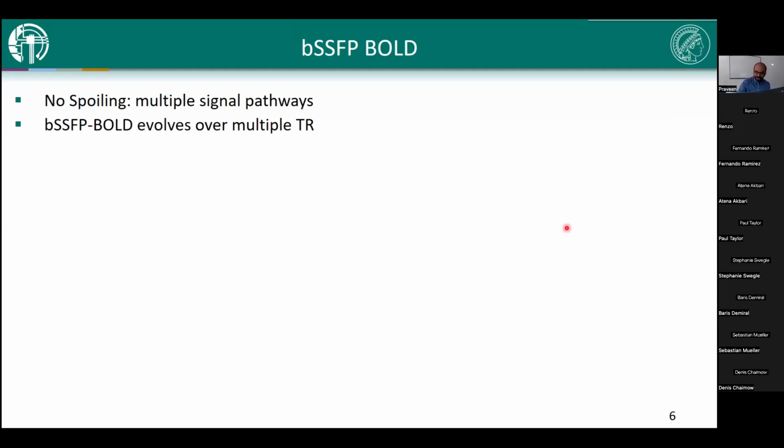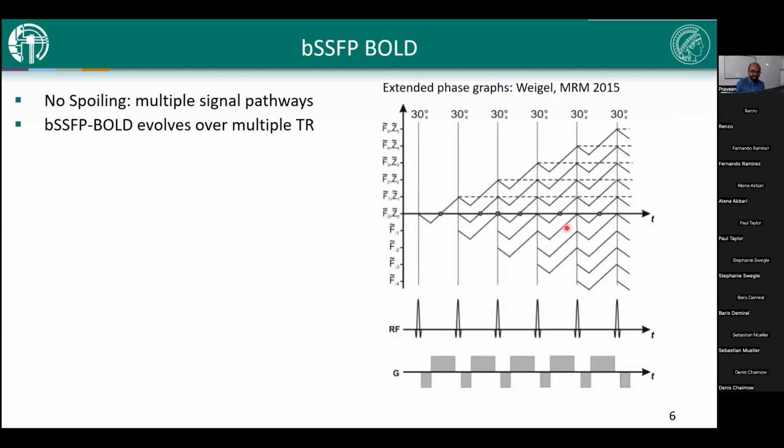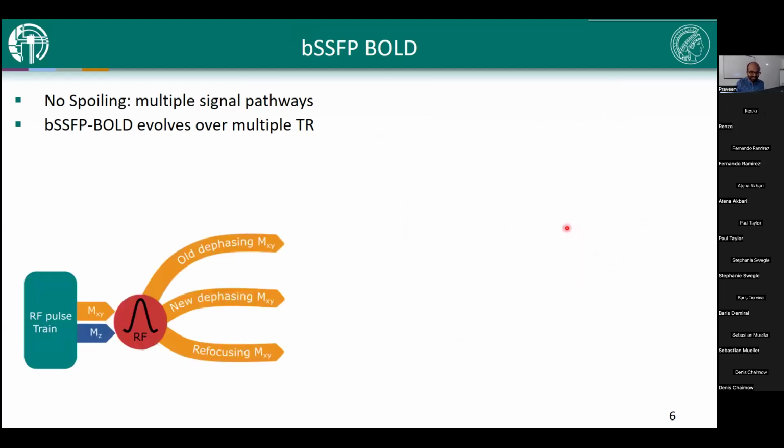If you only think about SSFP, you can think about it in different signal pathways. Some behave like gradient echo pathways, and some behave like spin echo pathways. But in fMRI, you have a lot of things to worry about. So let's simplify this drastically, and hopefully this is a simplified version.